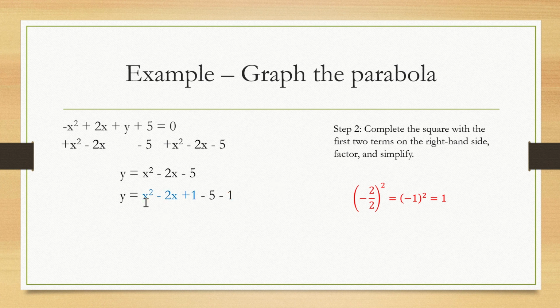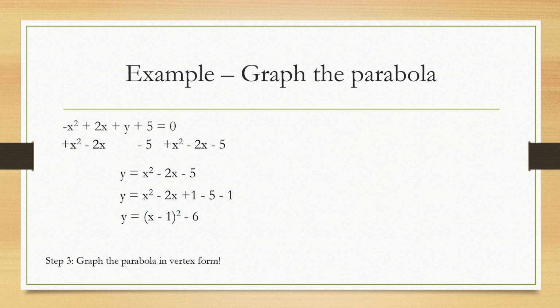So once we do that, we're going to factor this trinomial, the x squared minus 2x plus 1, okay? And that actually factors into (x minus 1) squared, that trinomial in blue. And these two numbers right here, you have negative 5 minus 1, which gives you negative 6. So that's the equation in vertex form.